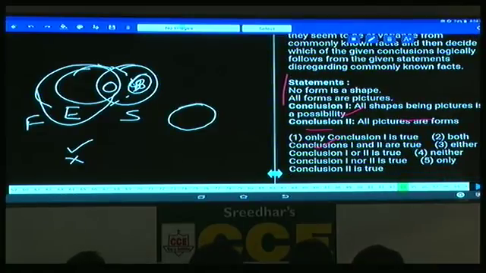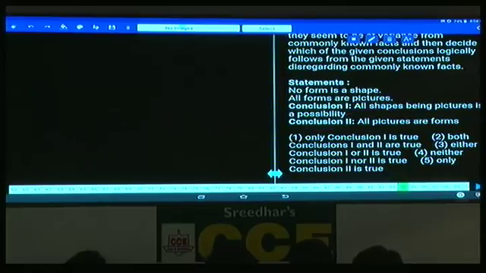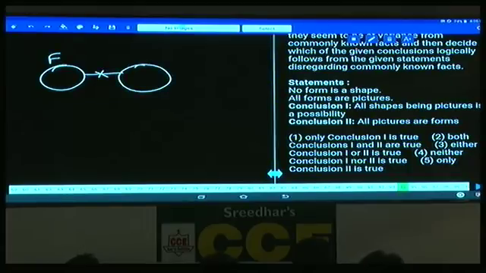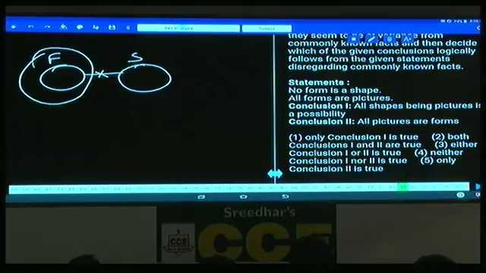Then the next question. Now in this one, no form is shape. Next, all forms are pictures. And all shapes are pictures is a possibility. All shapes are pictures. Is it possible or not? Yes, it is possible. Second one, all pictures are forms. All pictures are forms is false, since all forms are pictures is true.